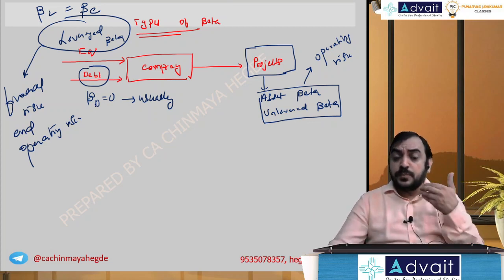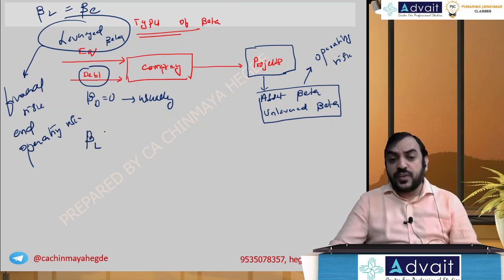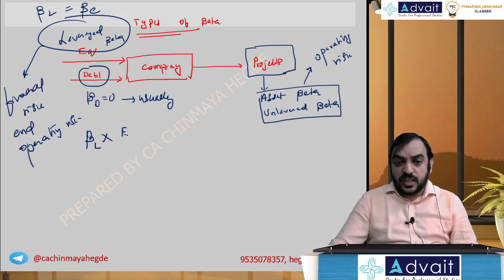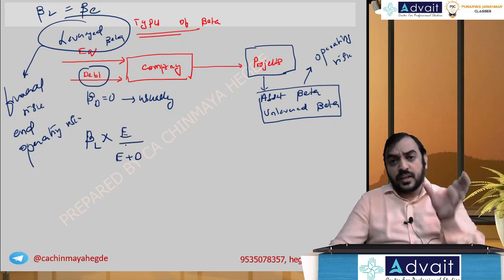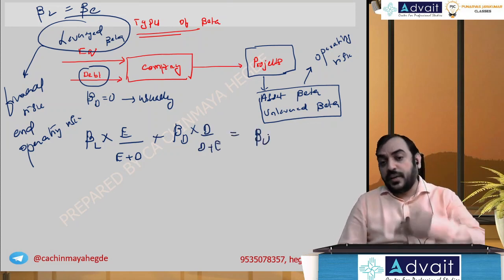So if I do a simple weighted average, what is that? Equity beta, levered beta, into its weight, how much we invest in the equity, equity by equity plus debt, plus beta of debt into its weight, debt by debt plus equity, that is equal to unlevered beta, project beta, asset beta.